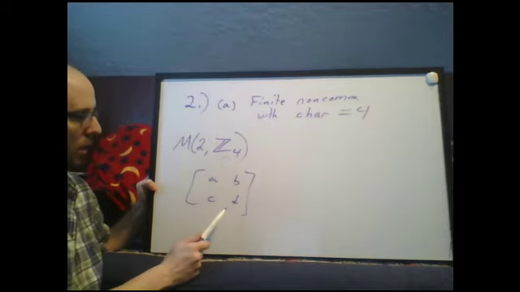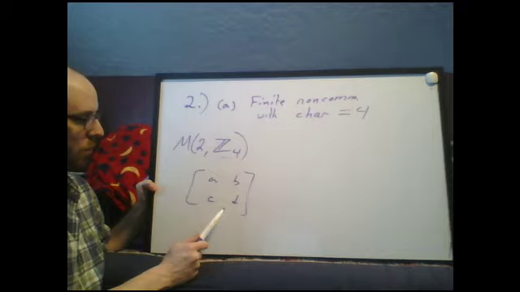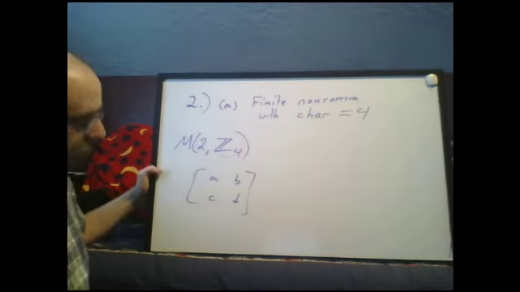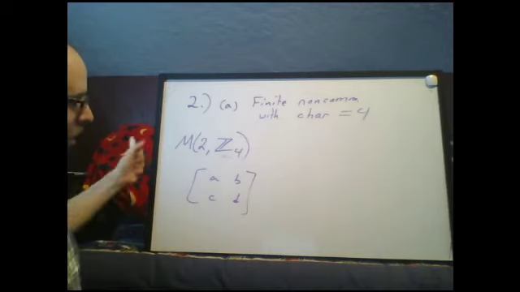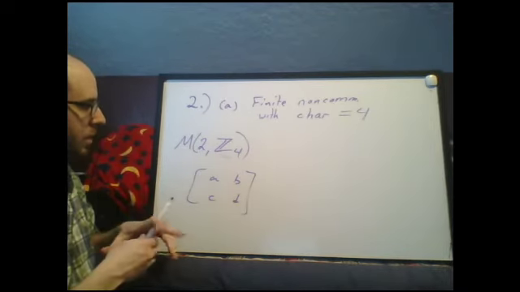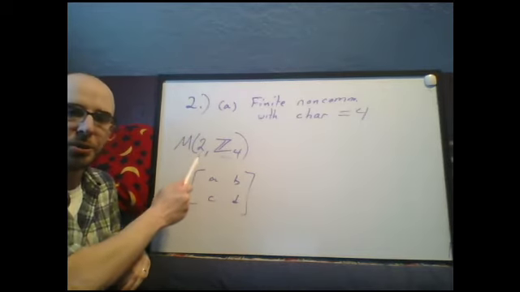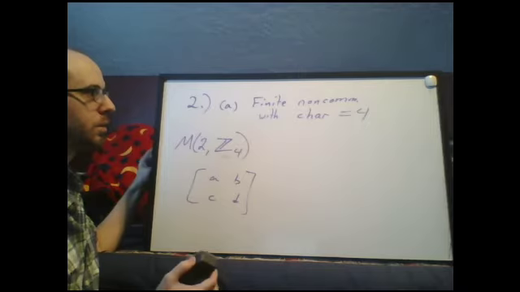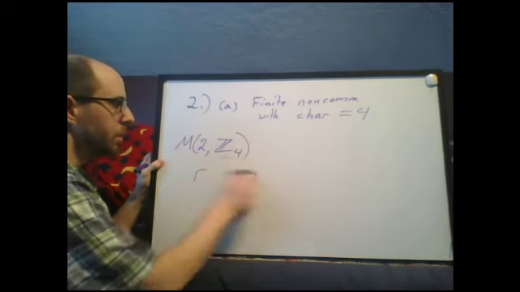So there are 4 to the 4th power matrices of this type. So it's finite. So that works. Once the size of the matrix is at least 2 by 2, it'll work. M3 Z4 would be a bigger example. But this does it.